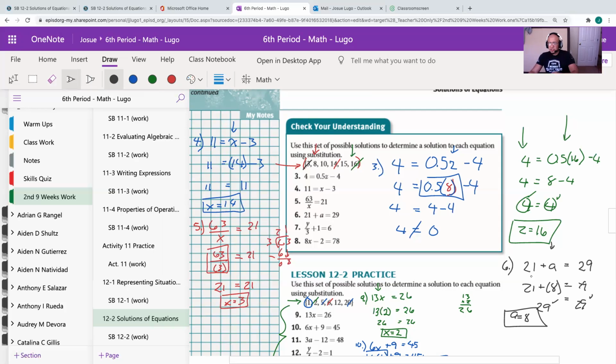All right. So ladies and gentlemen, that's pretty much how we do today's assignment. But more than that, that's how we use substitution to make an equation true.